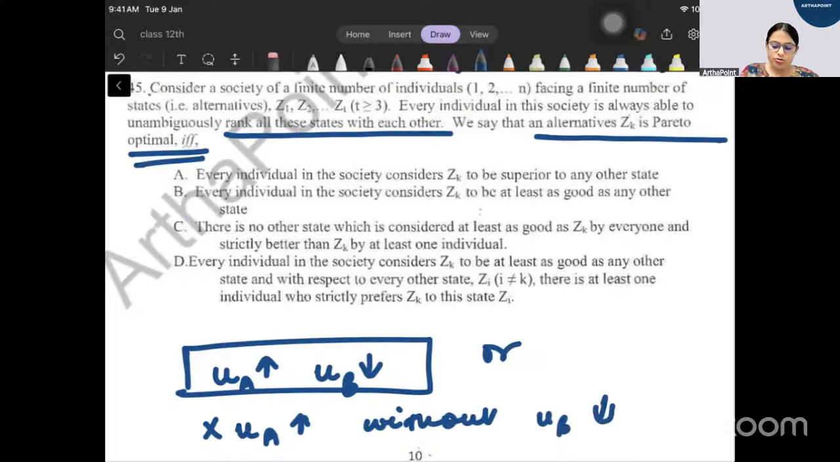Right? So now think about it. What is the right definition? Think about question number 45. Every individual considers ZX to be superior to any other state. Every individual in society considers ZK to be at least as good as any other state.